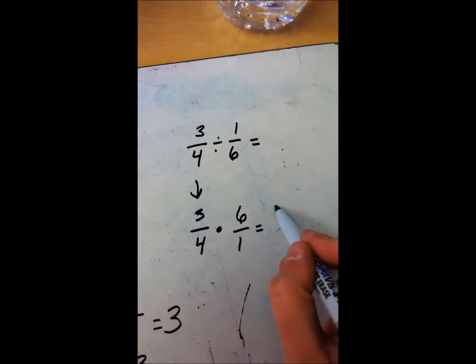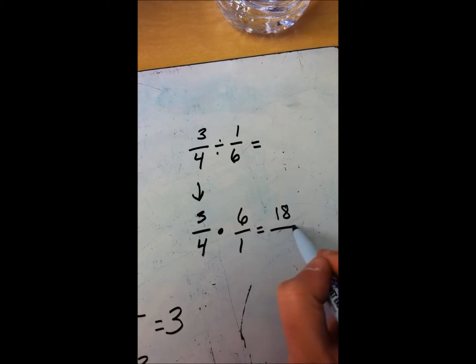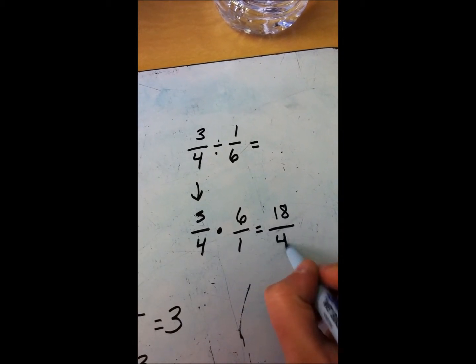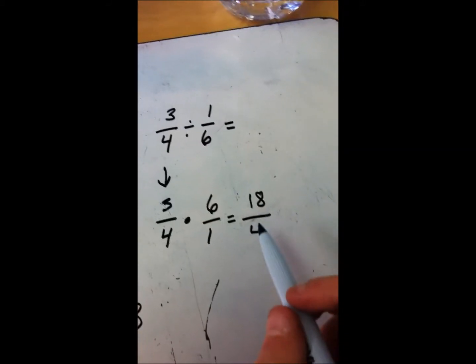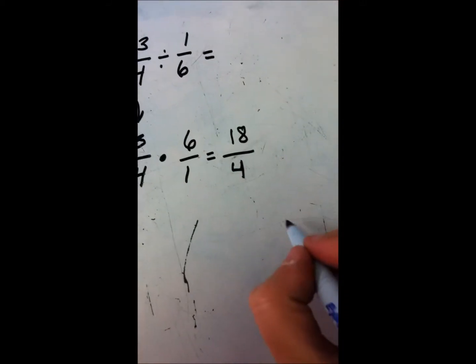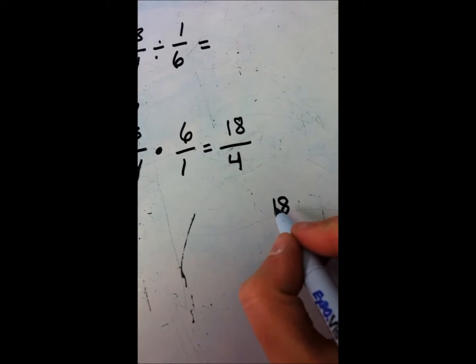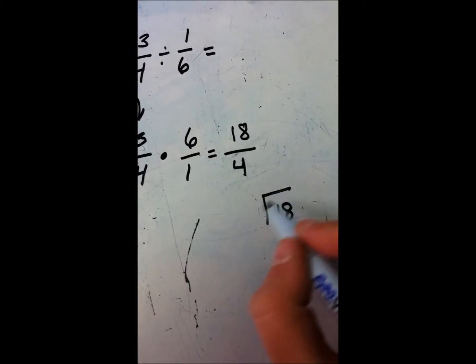3 times 6, 18. 4 times 1, 4. So now I have an improper fraction because the top number is bigger than the bottom, so I just need to turn it into a mixed number.